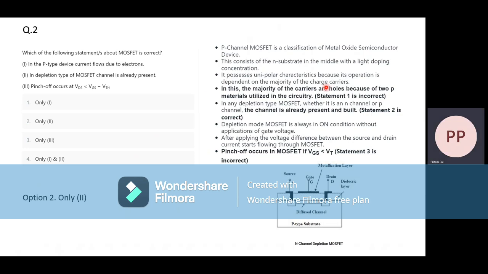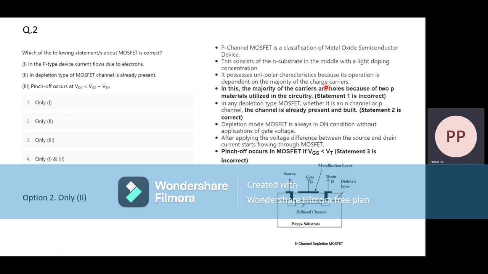So there is no such minority charge carrier. It mainly depends on the majority charge carrier. What is the majority type of charge carrier? It pretty much depends on that. In this case, the majority charge carriers are holes. It's a P channel MOSFET, so it's obvious, right? Because of the two materials utilized in the circuitry. So it's obvious that statement one is incorrect.